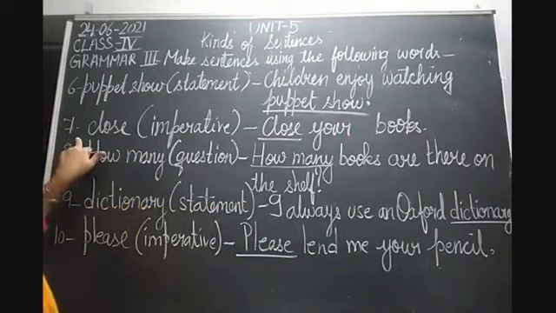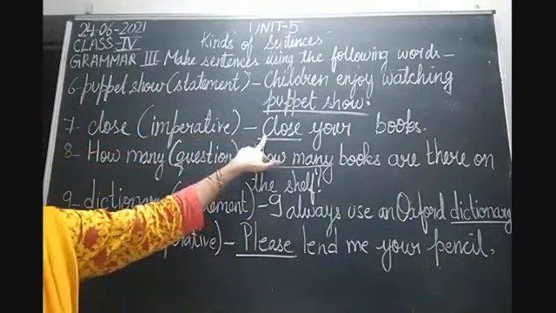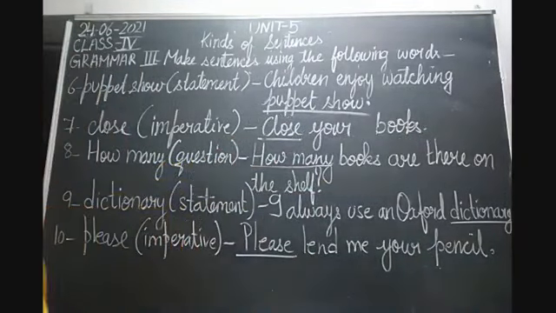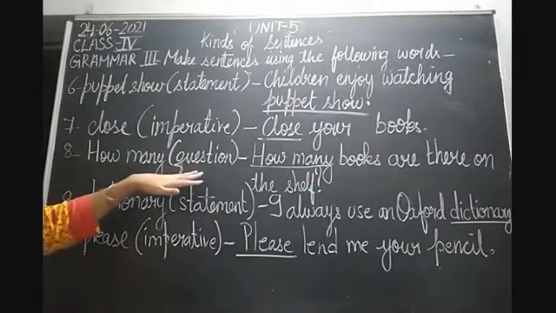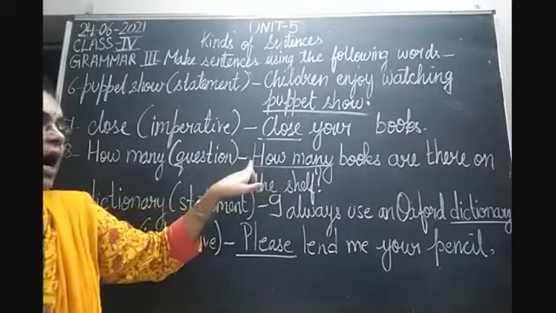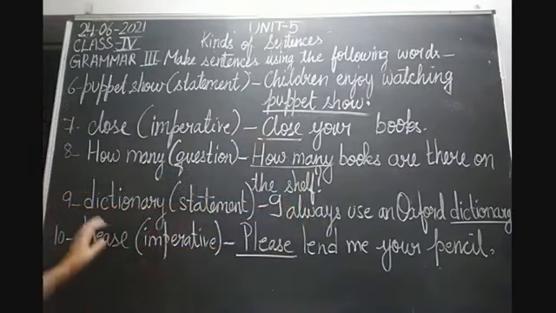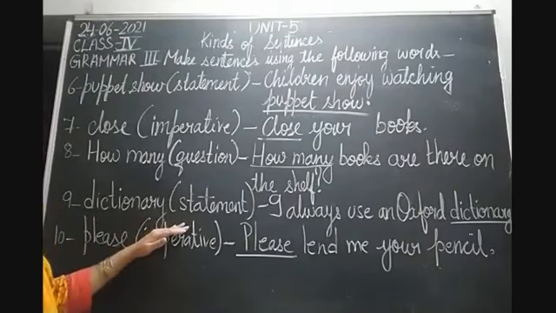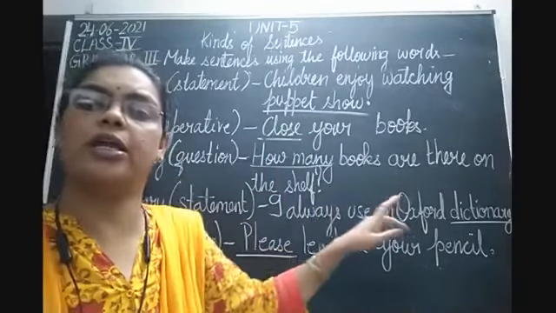Now, the 7th one, close imperative sentence. So, close your books. Close C capital. After books, what you need to put? You need to put a full stop. 8. How many? You need to frame a question. So, how many books are there on the shelf? How H capital, and at the end question mark, because this is a question. 9. Dictionary. We need to frame a statement. So, I always use an Oxford dictionary.